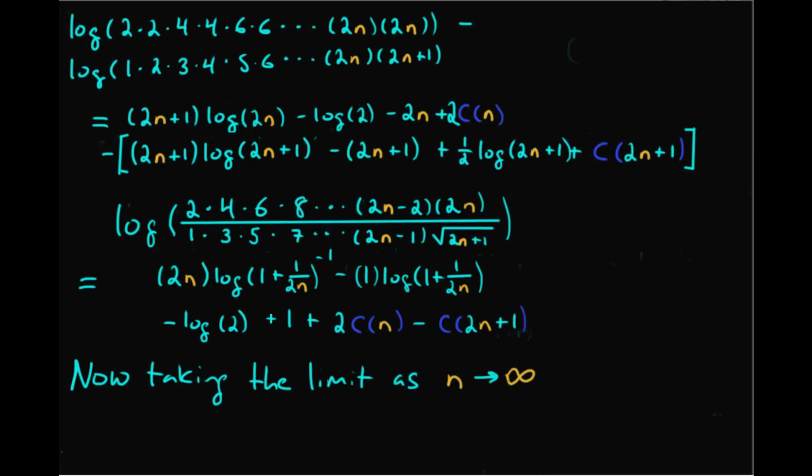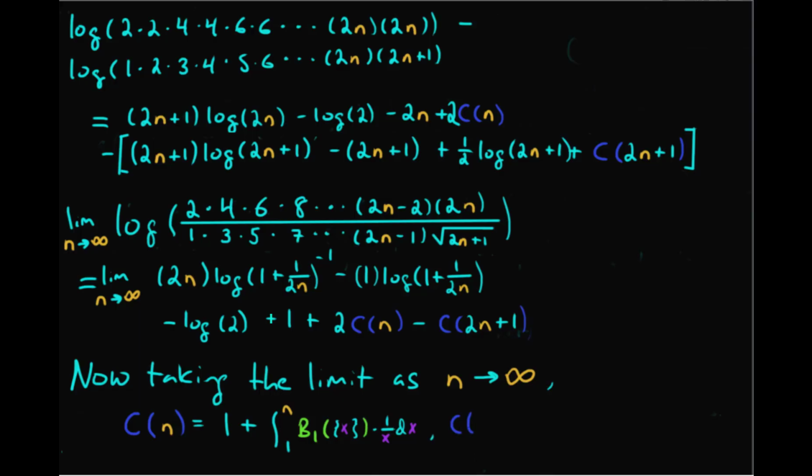So doing that, taking the limit as n goes to infinity on both sides of the equation, look what happens to our expressions c of n and c of 2n plus 1. Recall that c of n is a constant whose value depends on n, and it equals 1 plus the integral from 1 to n of the first periodic Bernoulli polynomial times 1 over x dx. And by the same token, c of 2n plus 1 is a constant that depends on the value 2n plus 1, and it equals 1 plus the integral from 1 to 2n plus 1 of the first periodic Bernoulli polynomial times 1 over x dx.